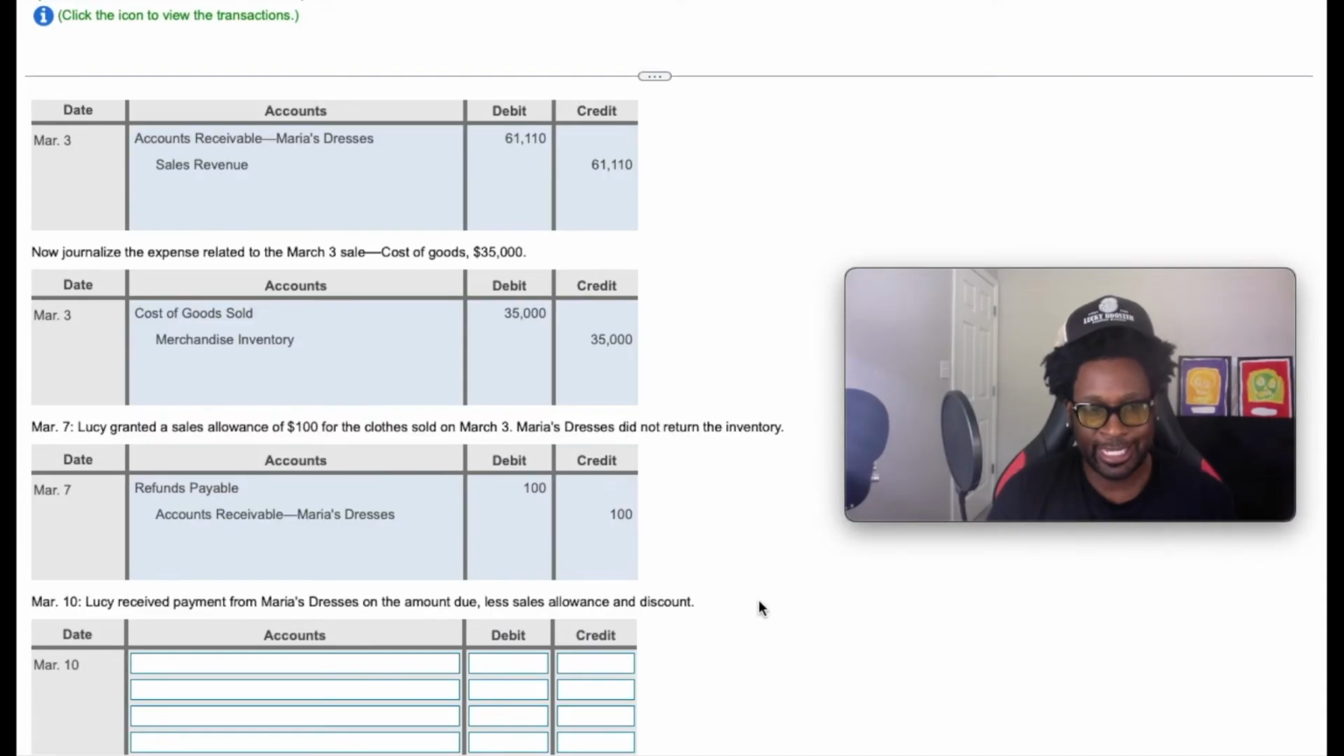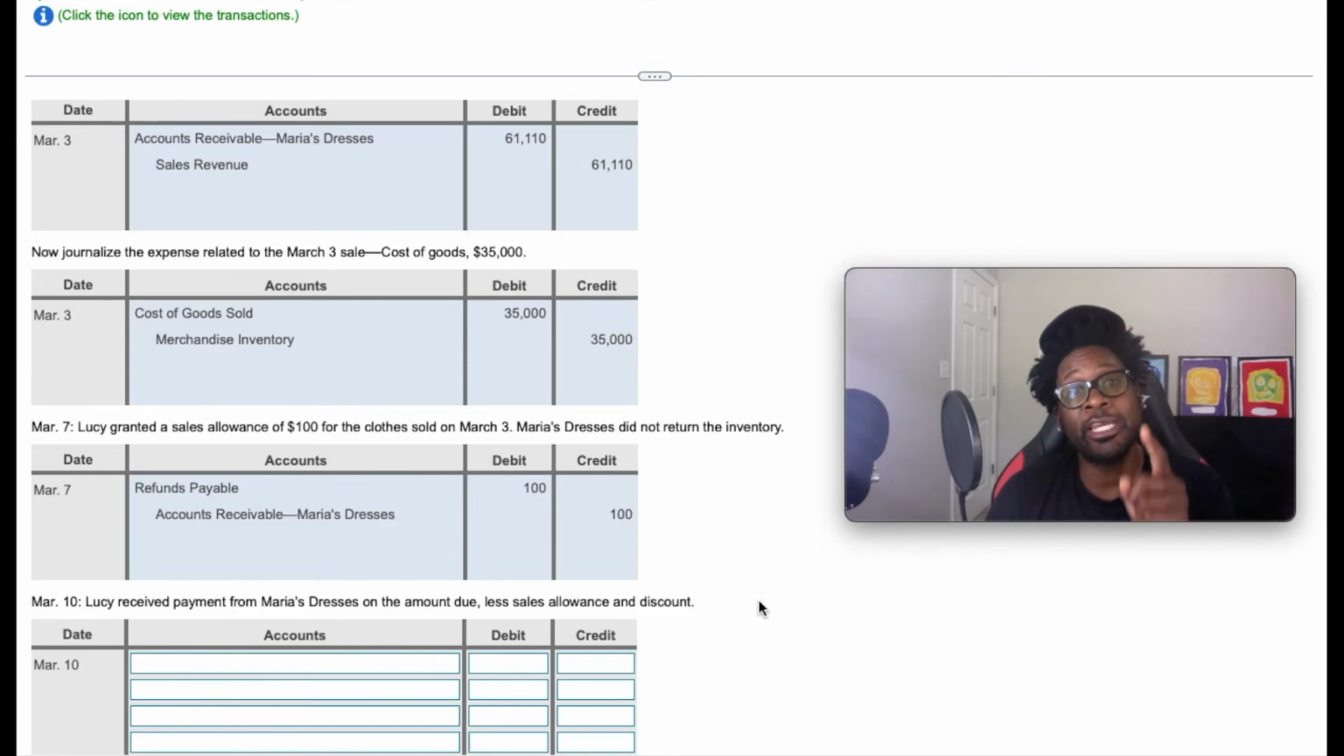Fantastic. And lastly, on March 10th, Lucy received a payment from Maria's Dresses in the amount due less allowances and discount. Okay, gang, so it is now March 10th. And we knew on March 3rd, we had a sale. That particular sale had discount terms within the contract. And we know that these discount terms were satisfied. Why? Because the customer paid within 10 days from the initial sale of March 3rd. So we are going to collect on this particular account.